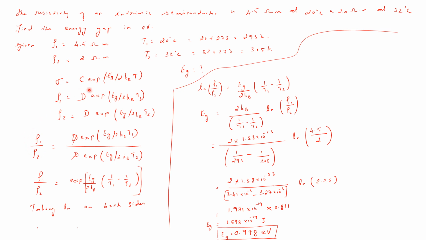Now what I want is Eg. Eg is present inside the exponential. Eg will not change so long as I am not changing the material. I am only changing the temperature, and because of that resistivity also changes. The material is not changed, so Eg will not change. So you should not write Eg1, Eg2. That mistake should not be made.